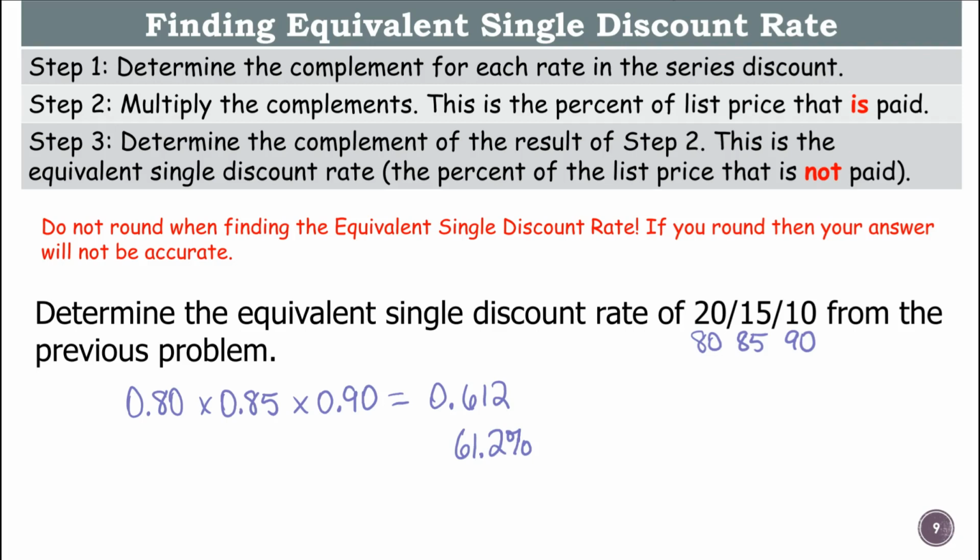So we determined the complements, step one, we multiplied the complements, and then on the third step we determine the complement of what we found on step two, which is the complement of 61.2. So we take 100% and subtract 61.2%, and this is what we were looking for. 38.8%. Let me write this again, and I can't write a percent sign either. And this is the number we're finding. That is the equivalent single discount rate. That is the number we could use to find the discount amount, as a rate.